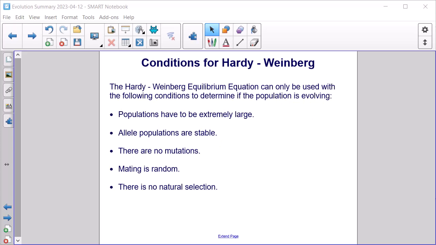Conditions for Hardy-Weinberg. The Hardy-Weinberg equilibrium equation can only be used with the following conditions to determine if the population is evolving. Populations have to be extremely large. Allele populations are stable. There are no mutations. Mating is random, and there is no natural selection.